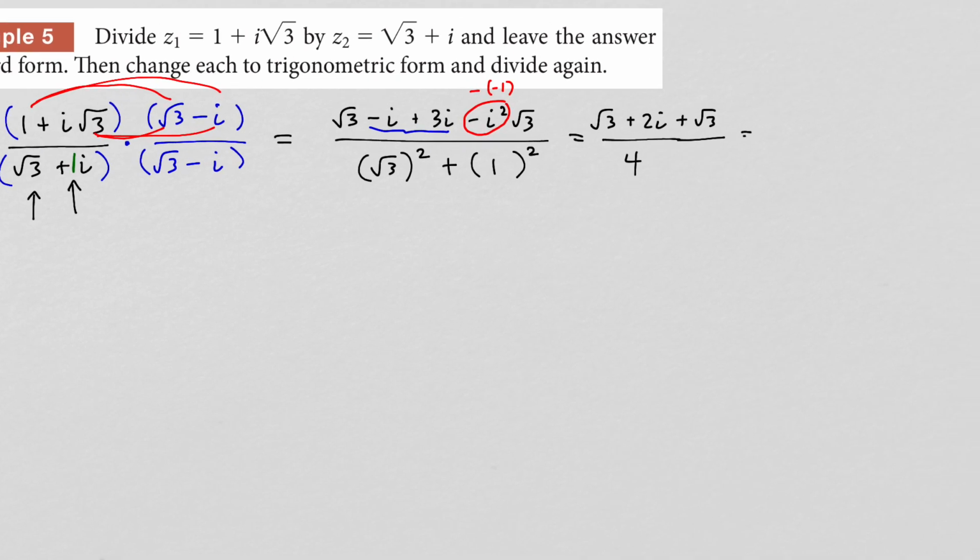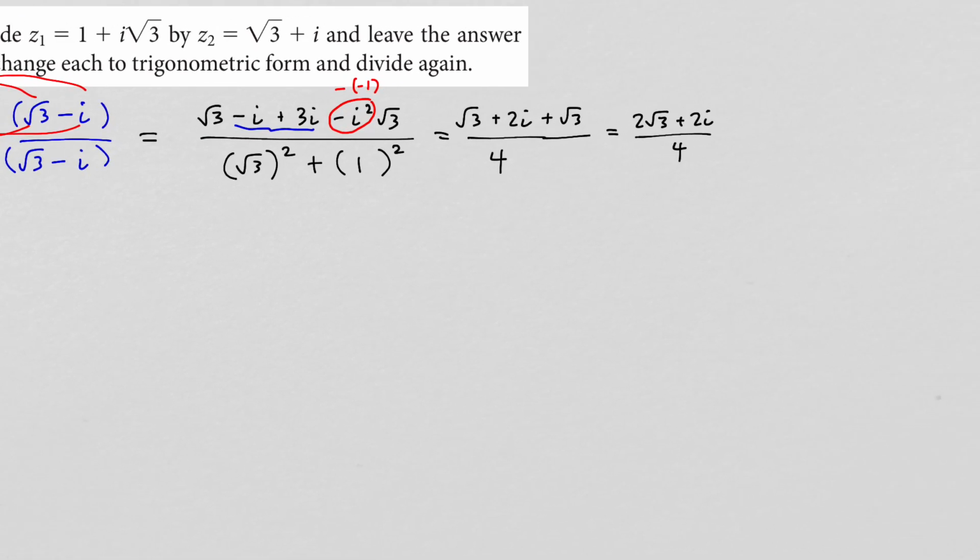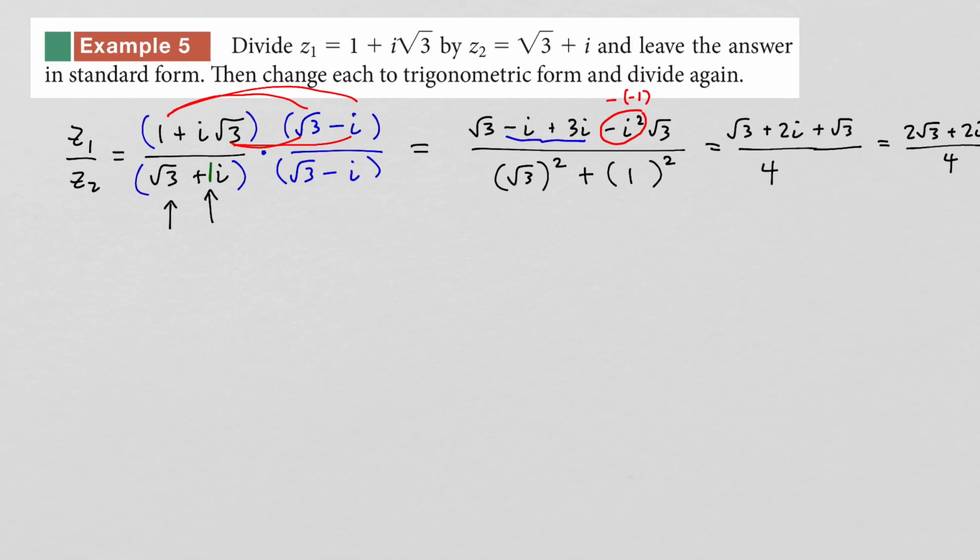And finally, what we have here is 2 radical 3 plus 2i divided by 4. And one last thing we can do is divide each of those by 4. And our final answer here would be radical 3 over 2 plus, and then the second one there is i over 2, or you could say 1/2 i. All right, so that's what we get when we divide the numbers sort of the old-fashioned way.